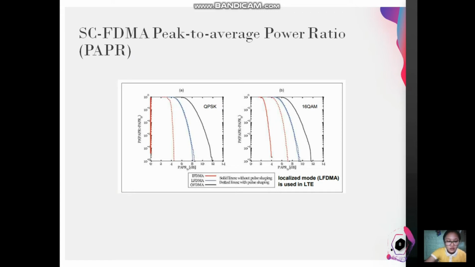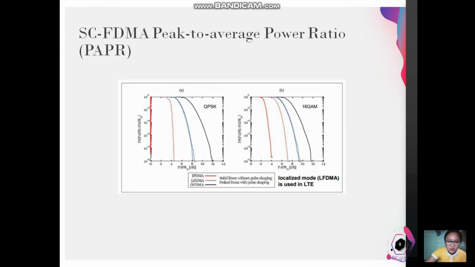This chart shows the complementary cumulative distribution function, which describes the probability distribution of the peak to average power ratio. The CCDF is displayed for OFDM, so for the downlink, and for both modes of single carrier FDMA, localized and interleaved FDMA. This data is taken from an article published in IEEE Communications Magazine back in September 2006, so in the very early days of LTE definition.